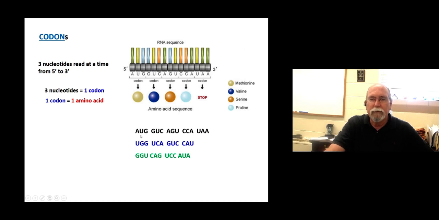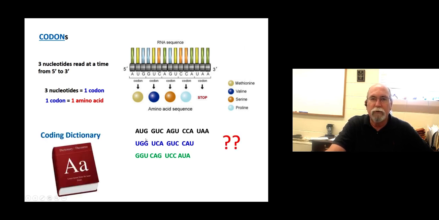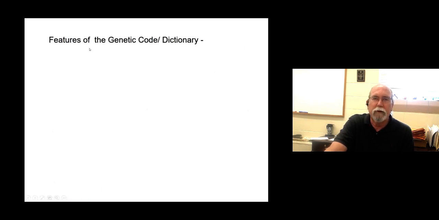Okay. Now the question becomes, how do I know what that word means, right? How do I know what the word UGG means? Well, obviously that's going to require some kind of Rosetta Stone or something else. We call it the coding dictionary for us. It's a very simple dictionary, but it has some important features that I think everyone should know if you come out of genetics. So let's talk a little bit about the features of the genetic code as we understand them.